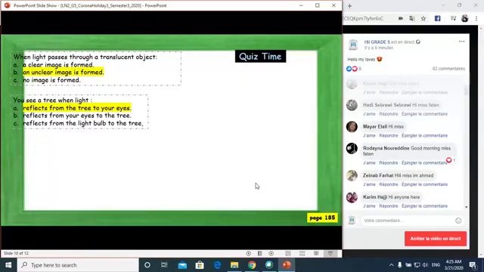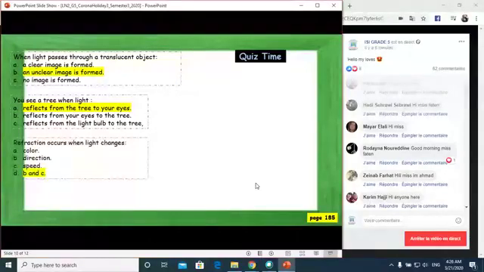You see a tree, a kid, when the tree reflects light to your eyes. You see things when they reflect light to your eyes. Refraction happens when light changes direction, for sure with a change in speed. Okay?